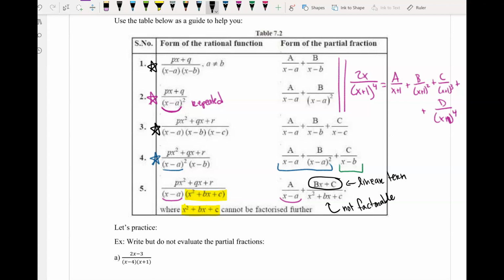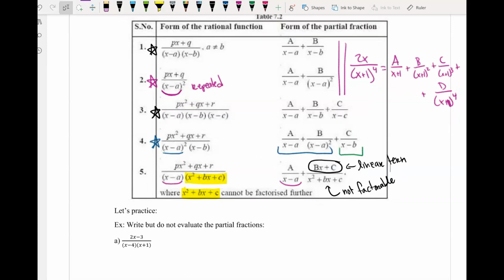So that's the only thing that has to be done. So you have to write this linear term for things that are not factorable. Okay, so again, be very careful with this last thing. All right, so let's practice just by writing some of the partial fractions without having to evaluate them.